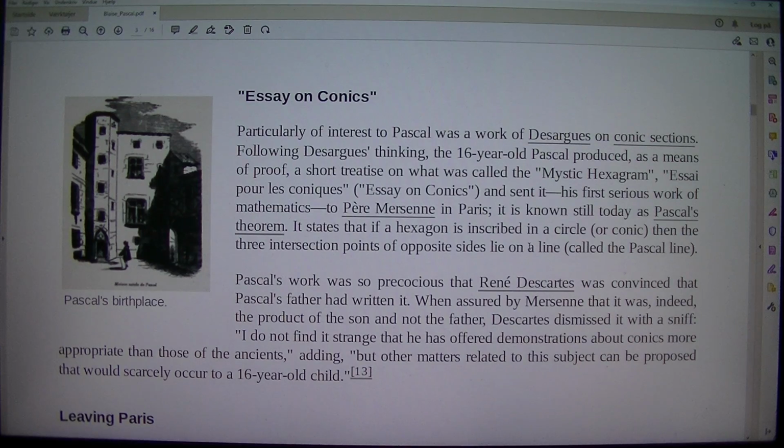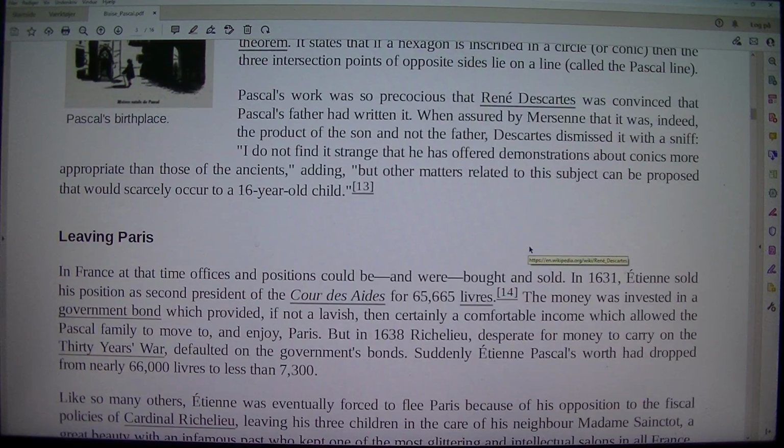Pascal's work was so precocious that René Descartes was convinced that Pascal's father had written it. When assured by Mersenne that it was, indeed, the product of the son and not the father, Descartes dismissed it with a sniff. "I do not find it strange that he has offered demonstrations about conics more appropriate than those of the ancients," adding, "but other matters related to this subject can be proposed that would scarcely occur to a 16-year-old child."